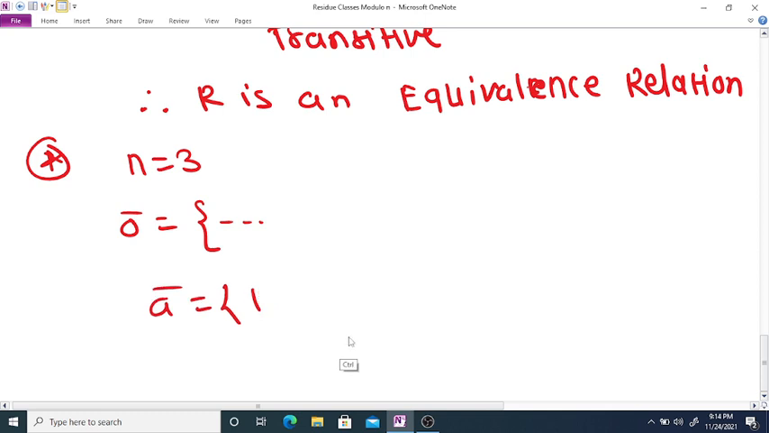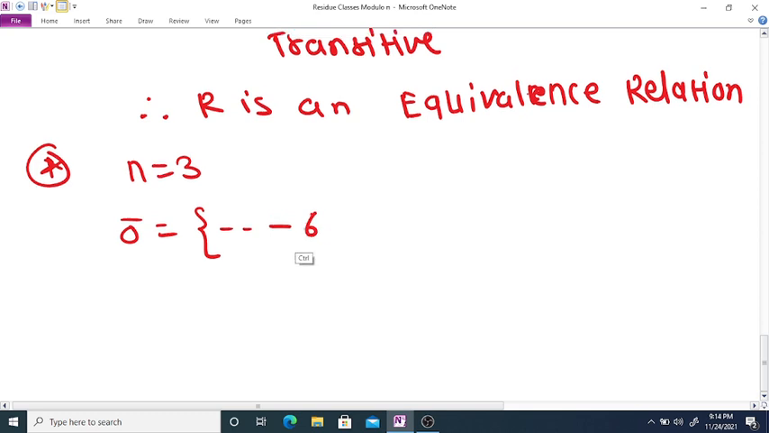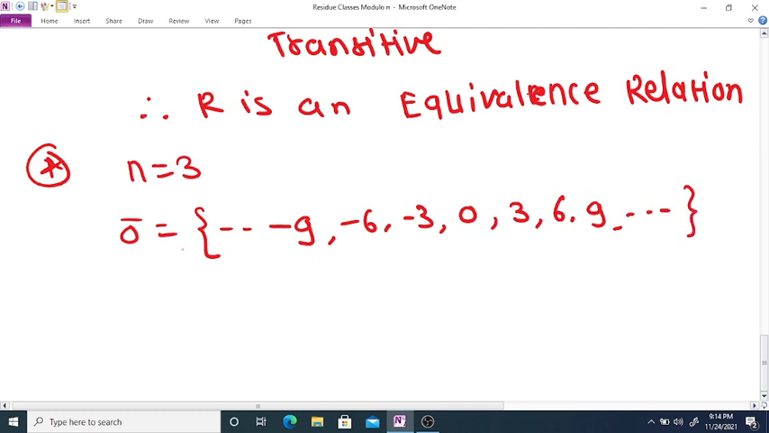So here the integers which are related to 0 are, say, minus 6, minus 9. We can start from minus 9, minus 6, minus 3, 0, 3, 6, 9, and so on. Each of these numbers is related to 0, because 3 minus 0 is 3, which is divisible by 3. 6 minus 0 is 6, which is a multiple of 3, and therefore the equivalence class of 0 bar contains all these numbers which are multiples of 3.